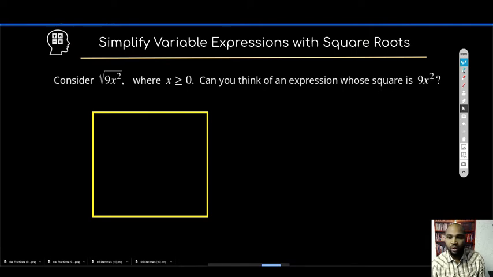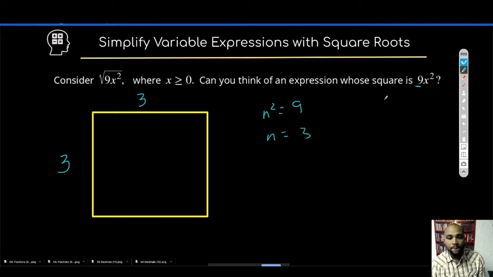Well, let's take one piece at a time. Let's take the 9. What would be the square root of 9? Well, the square root of 9 is 3, and 3. So what times what would give us a 9? We said it would have to be 3. n would have to equal 3.